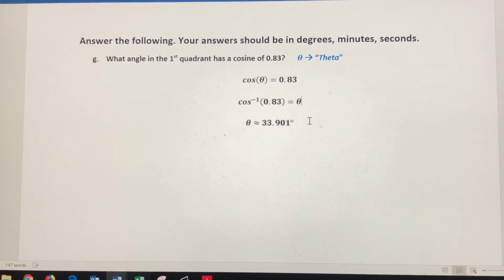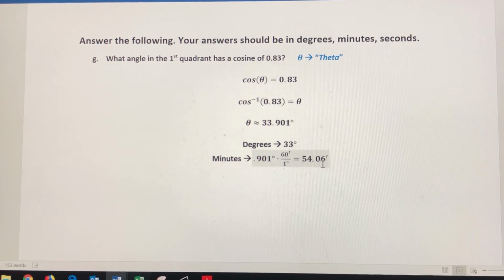Now I need to use my conversion factors and convert this decimal form to degrees, minutes, seconds, or DMS. So remember, we've got 33 degrees. That's not going to change, but we need to convert 0.901 to minutes and seconds. So we're going to take this value right after the decimal, 0.901, and multiply it by the conversion factor, 60 minutes per 1 degree. That's going to give me a little over 54 minutes, so 54.06 minutes.